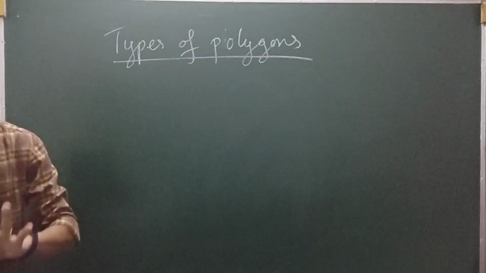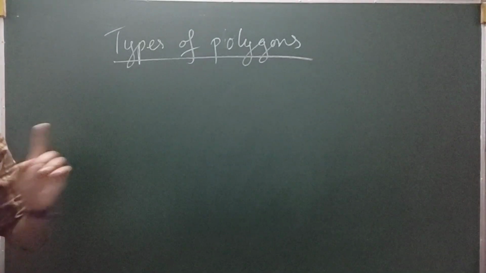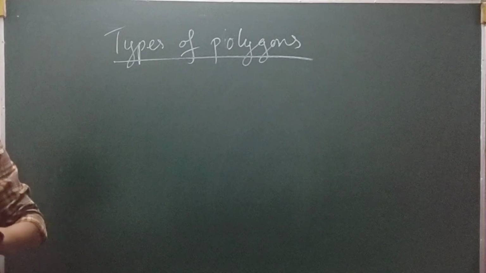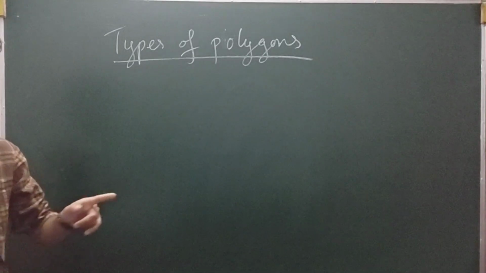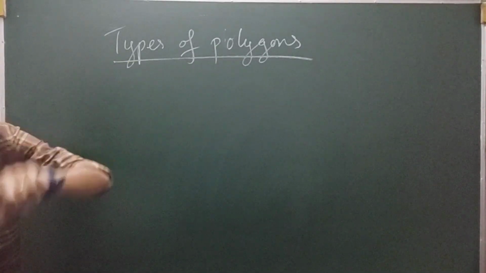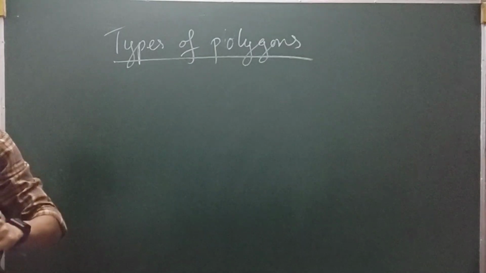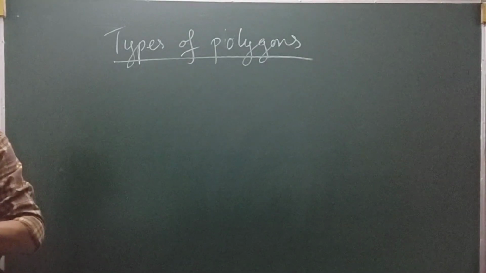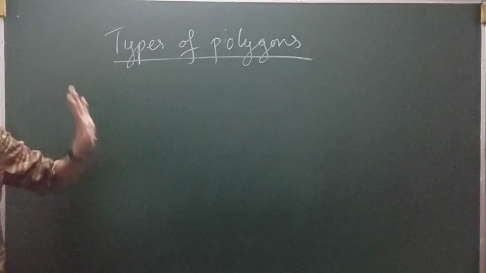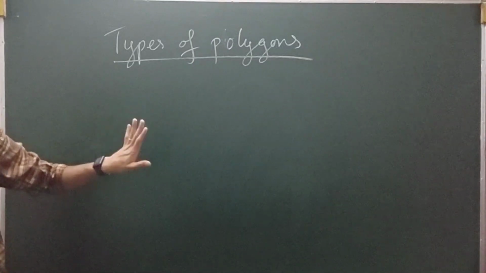Types of polygons. Once again, convex polygons. A polygon is said to be convex if the line segment joining any 2 points in its interior lies within the interior. Concave. A polygon is said to be concave if the line segment joining any 2 points in its interior does not lie completely within the polygon.